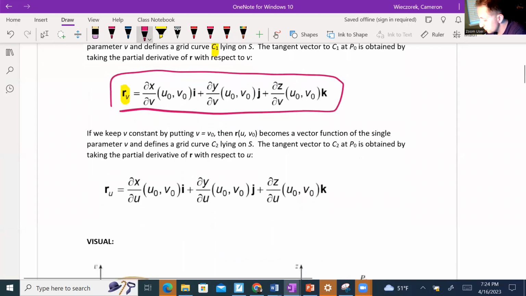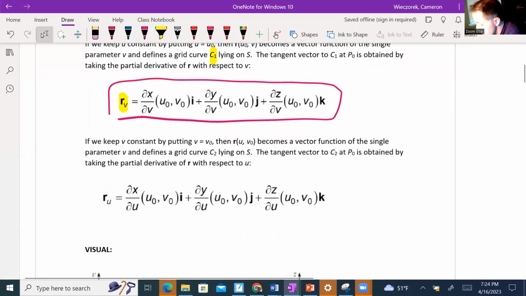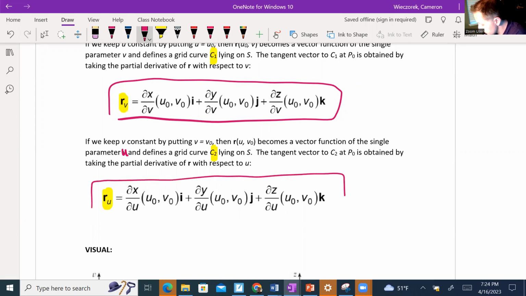Similarly, let's say you fix a value of v, let's call it v naught. Then the vector valued function that's left really is just a function of u. It becomes a vector function of the single parameter u, and that defines a second grid curve, we'll call it C2, lying on the surface. And so the tangent vector to C2 at that point is obtained by taking the partial derivative of r with respect to u, since u is the only variable that's changing. So similar structure to the one above, except all these partials are being taken with respect to u. So we call these r sub v and r sub u.